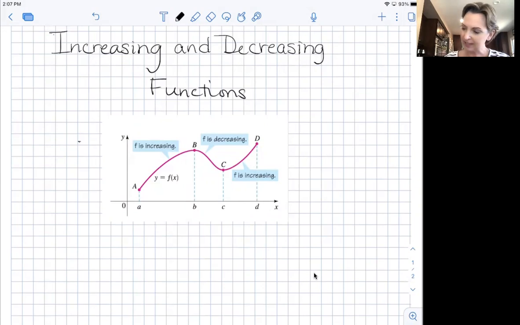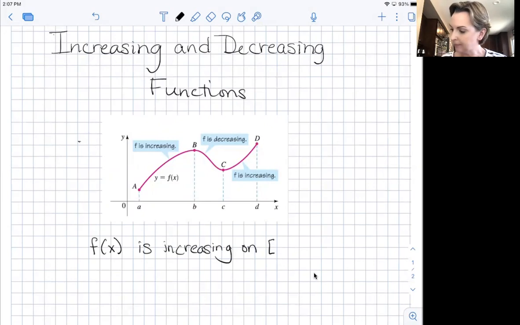So this function is increasing on two parts. It's increasing on the first interval, which would go from A to B. And then it's increasing again from C to D. So increasing from here to here, and then increasing again from here to here. So it's increasing on two different intervals.